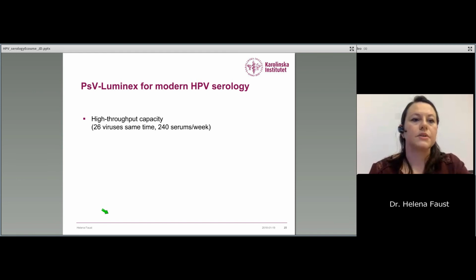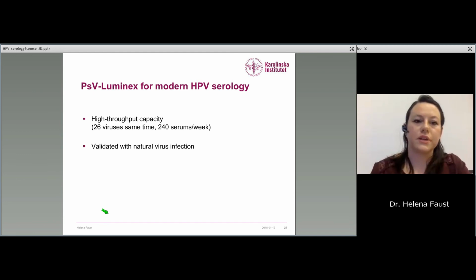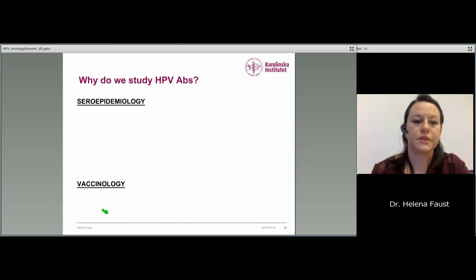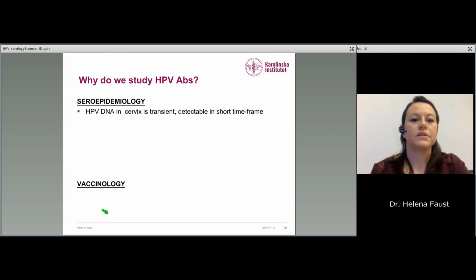So in the end, pseudovirion Luminex as a modern HPV serology has its good sides, as it has a high throughput capacity. We have validated it with natural virus infection. It has a good correlation with neutralizing antibodies. We are using it for seroepidemiology and vaccinology, studying HPV antibodies.